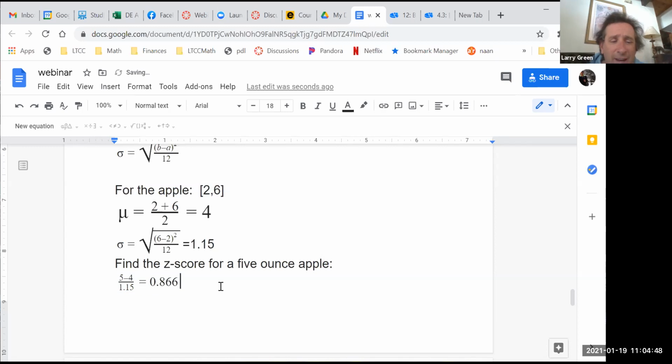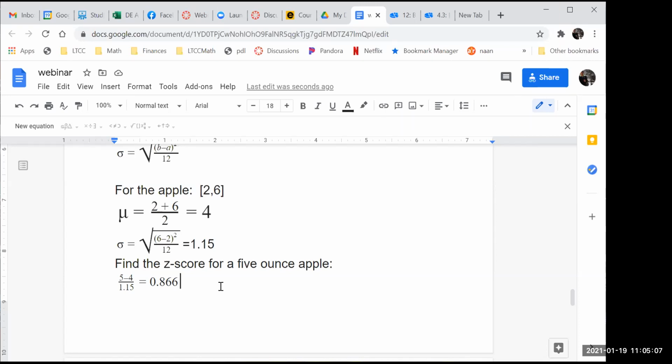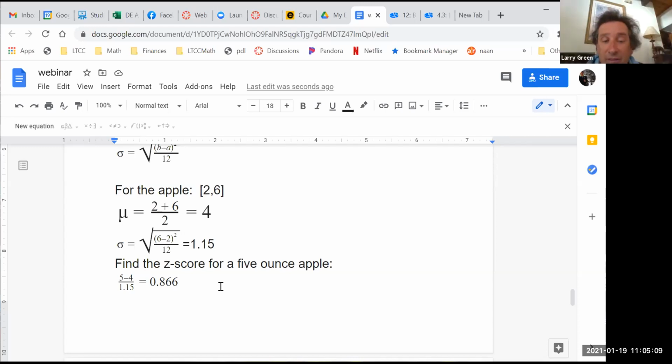By the way, is a 5-ounce apple an outlier? What do you think? No, because its z-score is not bigger than 2. It's definitely not an outlier. It's not unusual at all to see a 5-ounce apple, given that we have a uniform distribution between 2 and 6. That was all totally made up. So please don't go to the store and get mad at the clerk because their apples are too small, because we made these numbers up.